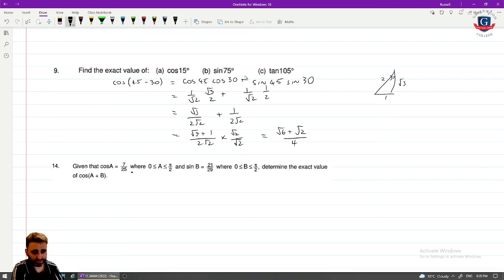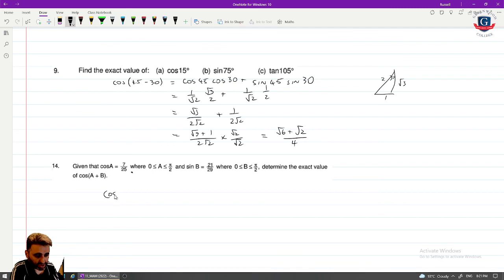And it's the same process for these, except this is 45 plus 30. This will be 60 plus 45. And this identity is much more complicated and a bit of a mess. Given that cos A equals 7 on 25 and sine B equals 21 on 29, determine the exact value of cos A plus B. This is the same process.